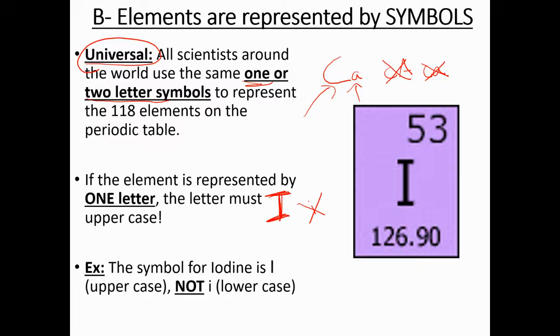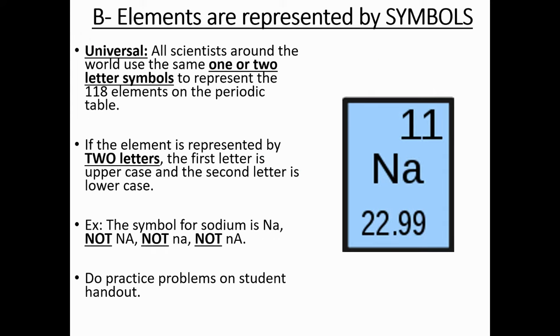And you might not think it makes a difference, but it does. So for example, if you were to write CO, carbon monoxide, versus Co, little o here, that's the cobalt element. This is the compound carbon monoxide.